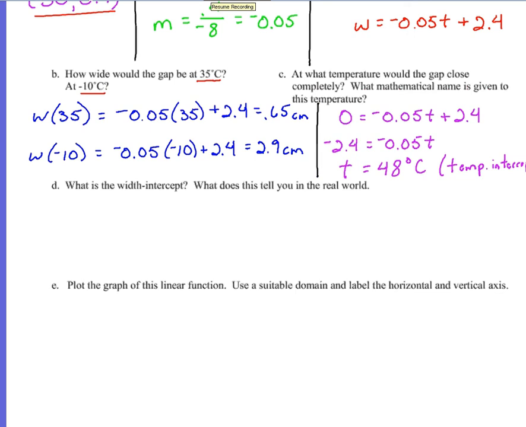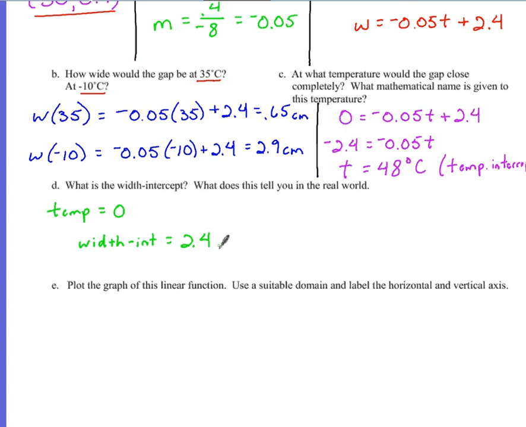All right, so if we're sticking to the theme now of intercepts, since we introduced that in part C, part D says what is the width intercept? What does this tell you in the real world? Well, the width intercept is going to be when the temperature equals 0. And when the temperature equals 0, you go back, relate to your equation up here, temperature becomes 0. What's left over? Well, the width intercept that's going to be left over is just going to be the 2.4.